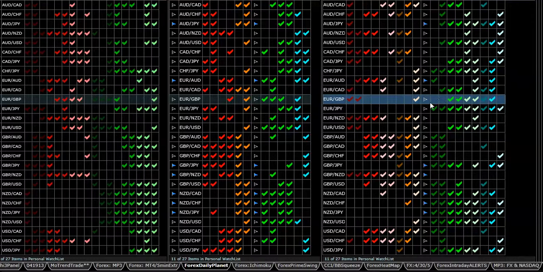Looking at the euro overall and compared to the British pound, you can see the British pound showing a little bit of weakness this morning, and on our 3-day, pretty weak as well. So let's go ahead and drill down into this pair and see what we find.